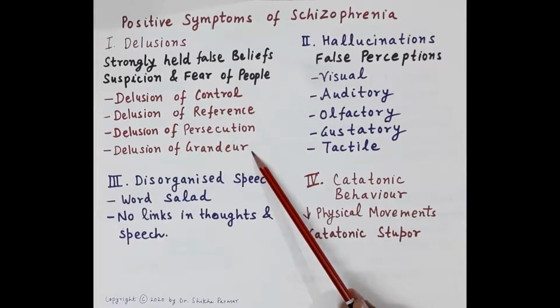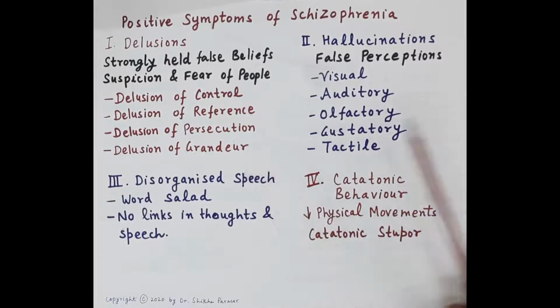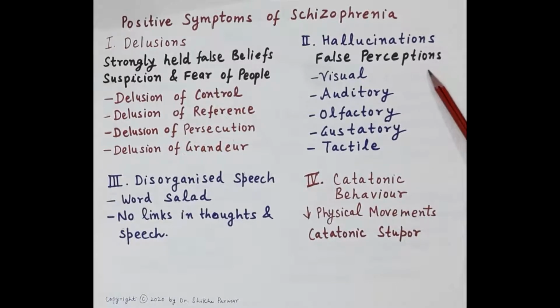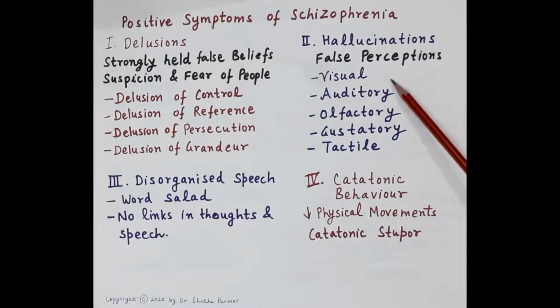Then delusion of grandeur. Here the affected individual feels that he or she is a superpower, like Lord Krishna, like Jesus Christ, a famous rock star, a singer, something like that. So these are all strongly held false beliefs which are not actually present. Then hallucinations. These are the false perceptions. Actually there are no perceptions, there are no sensations, but these false perceptions are perceived by the affected individuals.